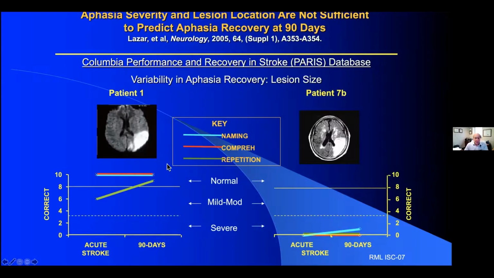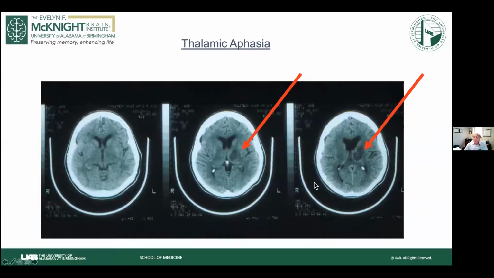And so here I have three different levels of function. I have naming, comprehension, and repetition, which I have trifurcated into normal, mild to moderate impairment, and severe impairment, the acute stroke deficit, and 90 days later. And look at the tremendous difference. Although this lesion looks almost identical, this patient had a repetition disorder, conduction aphasia, and this patient had a severe Wernicke's aphasia. Never recovered. This patient did very well over time. So it shows you that the context of the lesion has as much to do with an outcome as the actual lesion itself.